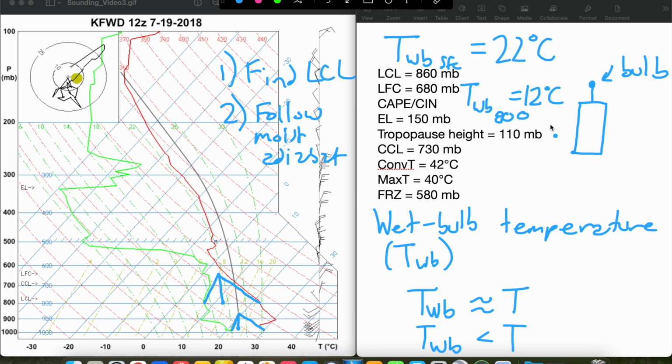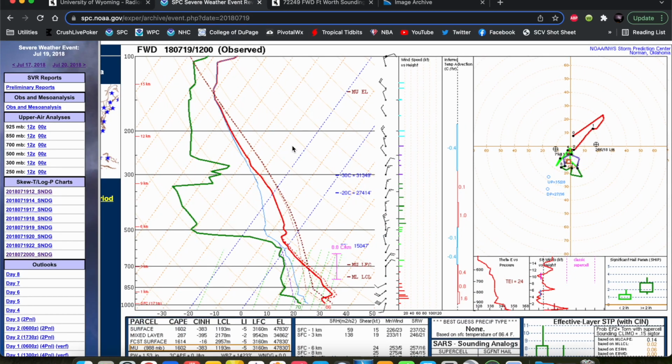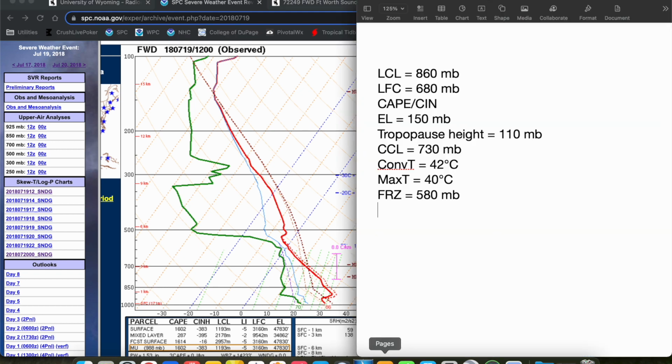Again, it's not super complicated, not really used that often, but actually the SPC, if you look on SPC soundings, they actually plot the wet bulb temperature profile. It's going to be this blue line, this blue profile right here. So they do some calculations based on the environmental temperature. They do that process that we went through and actually plot it for every single point as you go up in the atmosphere. So that's the wet bulb temperature.